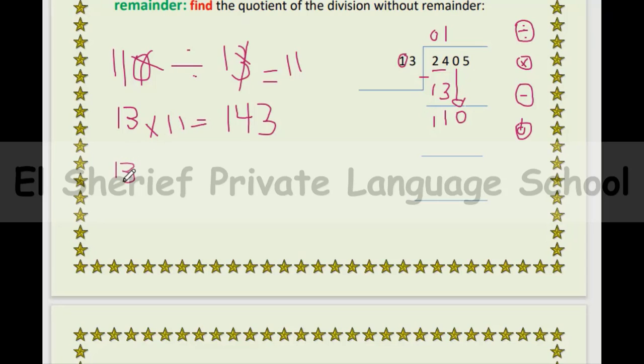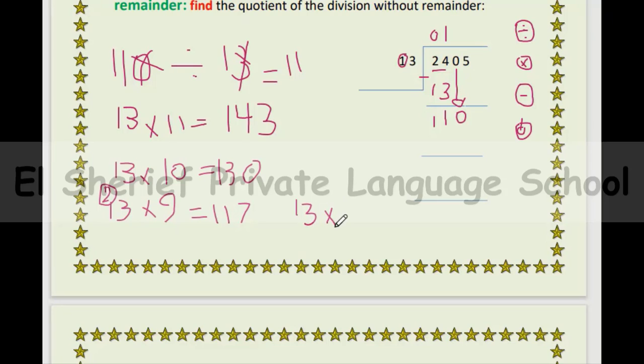Okay, we'll choose 10. Put 0, and 1 times 13 equals 130. Okay, 130 is more than 110. So 13 times 9. 9 times 3 equals 27. Put 7 and carry 2. 9 times 1 equals 9 plus 2 equals 11. 117 is more than 110, and we want a number equal or less than 110, so let's try 8.